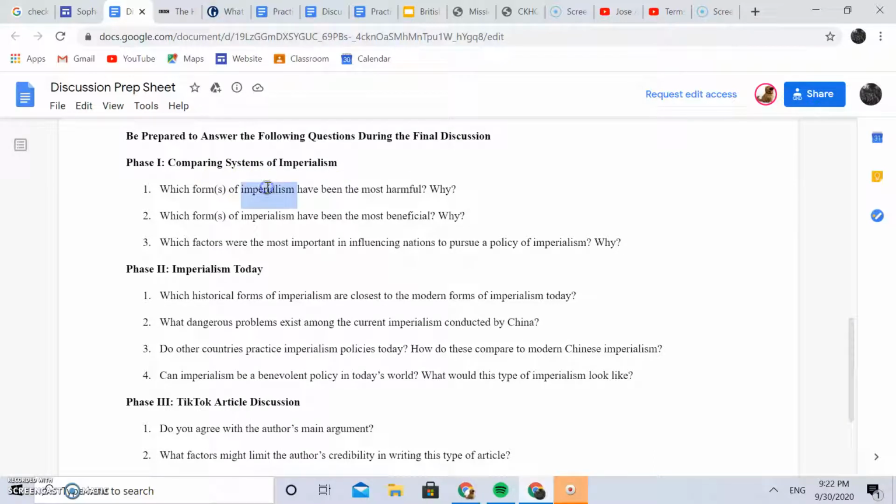So even for this part, they can say a certain phase of British imperialism. They can say Spanish imperialism. They can say modern Chinese imperialism. And then obviously they need the evidence. Which form of imperialism has been the most beneficial? Why? Again, they can say any of the phases of British imperialism, Chinese imperialism, or Spanish imperialism.